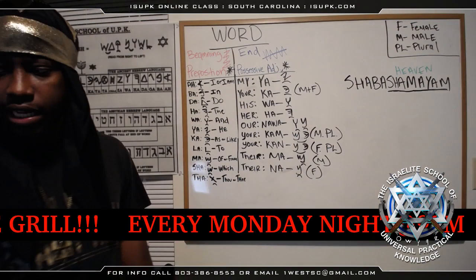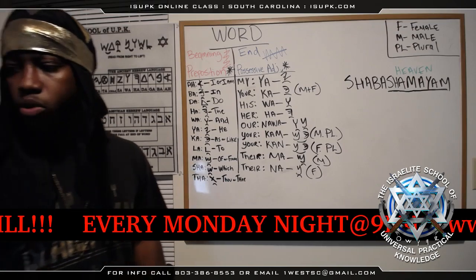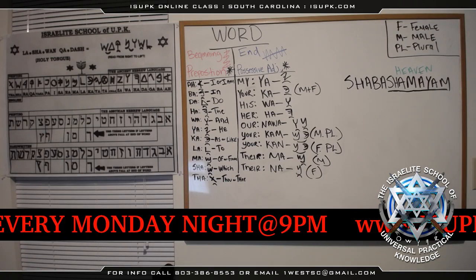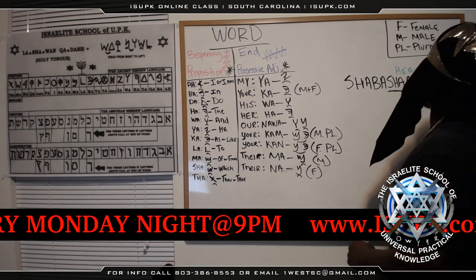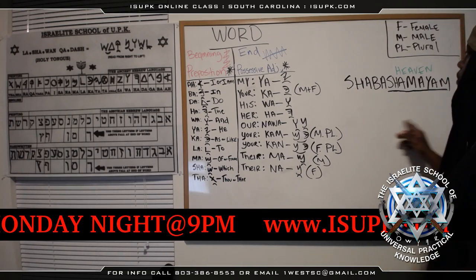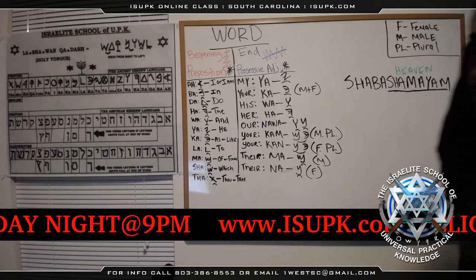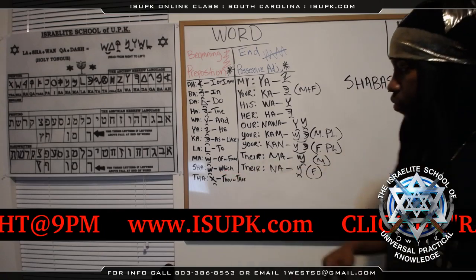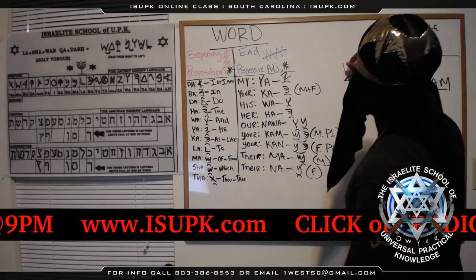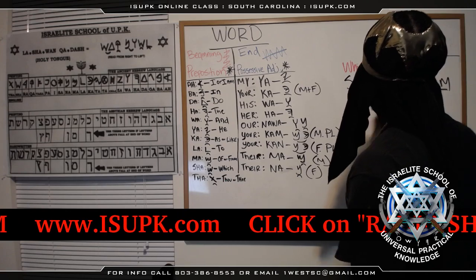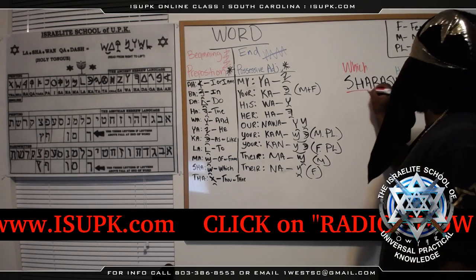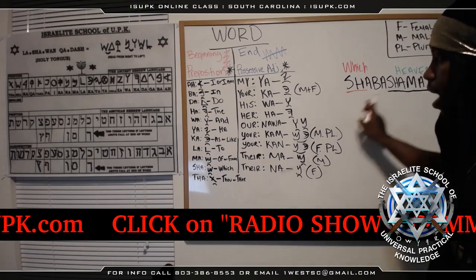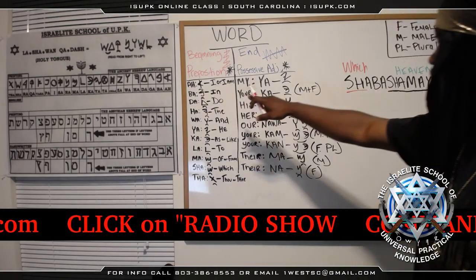Let's get them in the Hebrew though. What prepositions are used in the beginning of Shabbat Shemayim? Sha means which. That's what Sha means. Next we have Ba. What does Ba mean? Let's look up here. There it is. In.